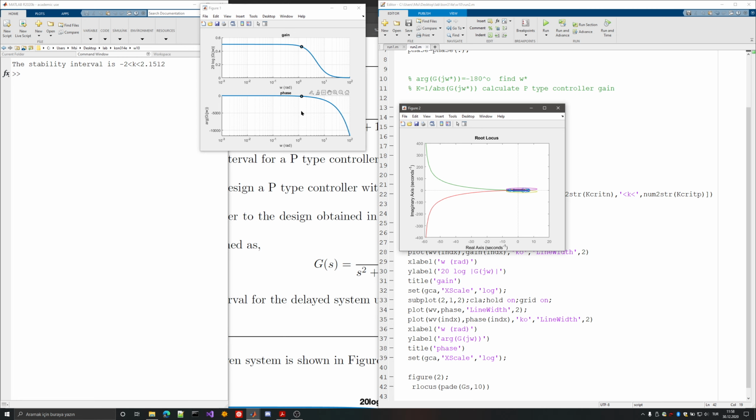So it is basically minus 180 degrees. So if you're looking for an angle, then the distance to minus 180 degrees is your phase margin. If you're looking for gain margin, then that's the p-type controller upper bound, basically, because that much gain can be applied as a p-type controller to the system so that we have the point of instability.